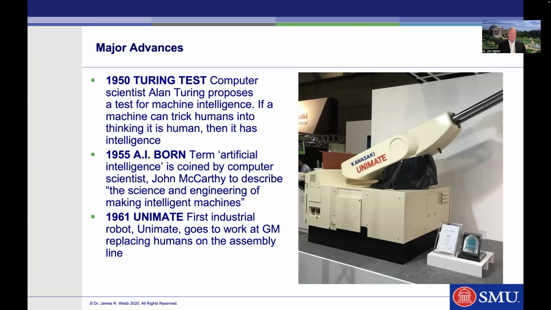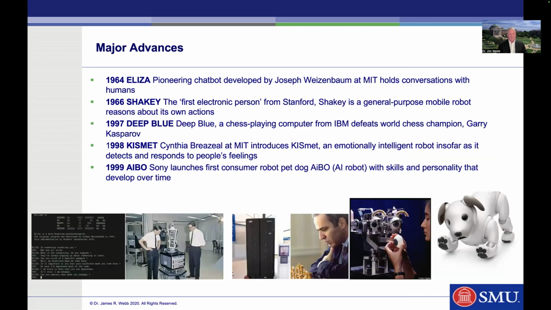Major advances: 1950s, the Turing test. 1955, we started to call it artificial intelligence. 1961, Unimate, the first industrial robot, goes to work at General Motors, replacing humans on the assembly line. And there you can see a Unimate there on the factory floor at General Motors.